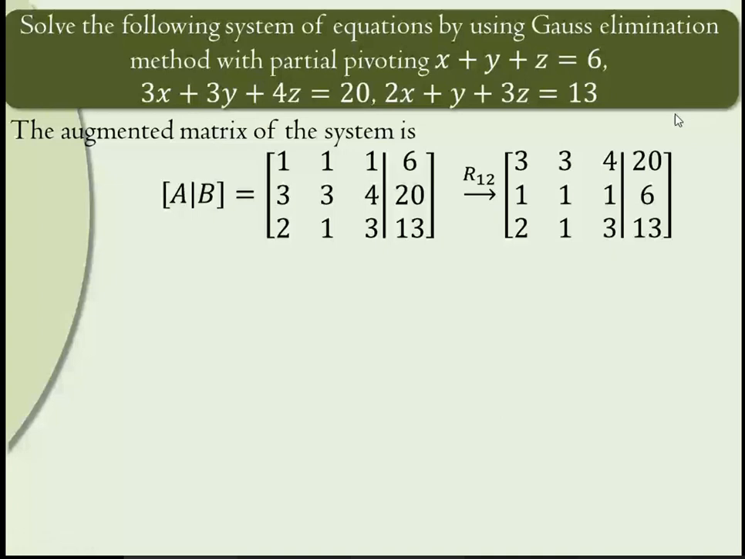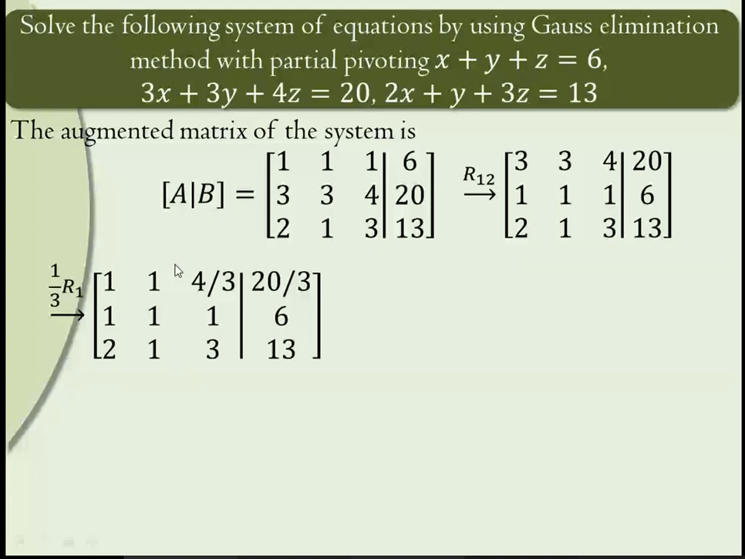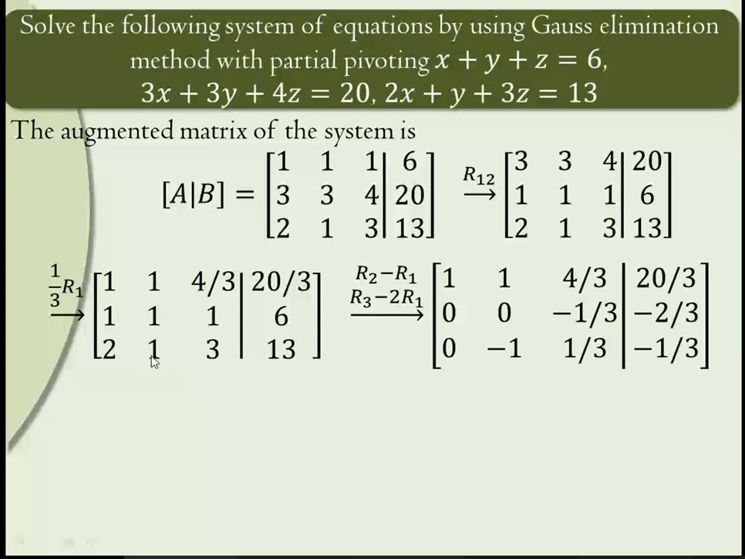Now make this coefficient 1, rest of the part will be same. Make this coefficient 1, divide it by 3, then bring 0 below it. To make 1 here, we divide by 3, that is 1 by 3 into R1. So it becomes 1, 1, 4 by 3, 20 by 3, rest of the elements as it is. Bring 0 below it, R2 minus R1, R3 minus 2 times R1. Okay, so do that operation. Second equation minus first equation, third equation minus 2 times first equation. That is nothing but these two row operations.